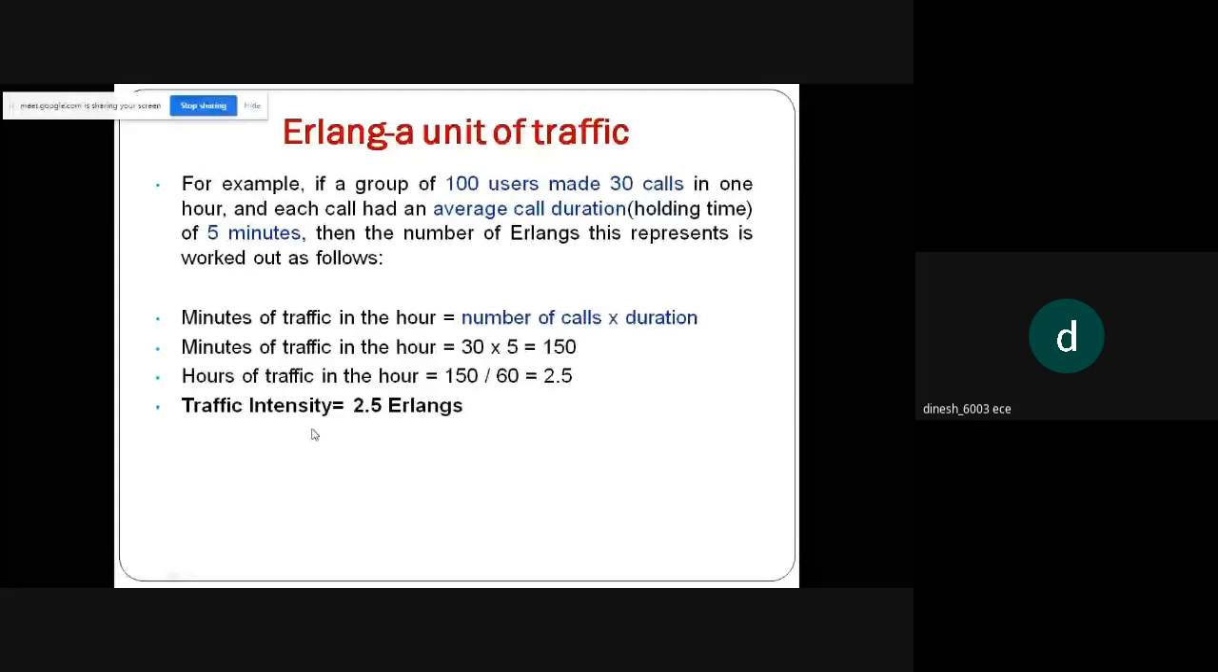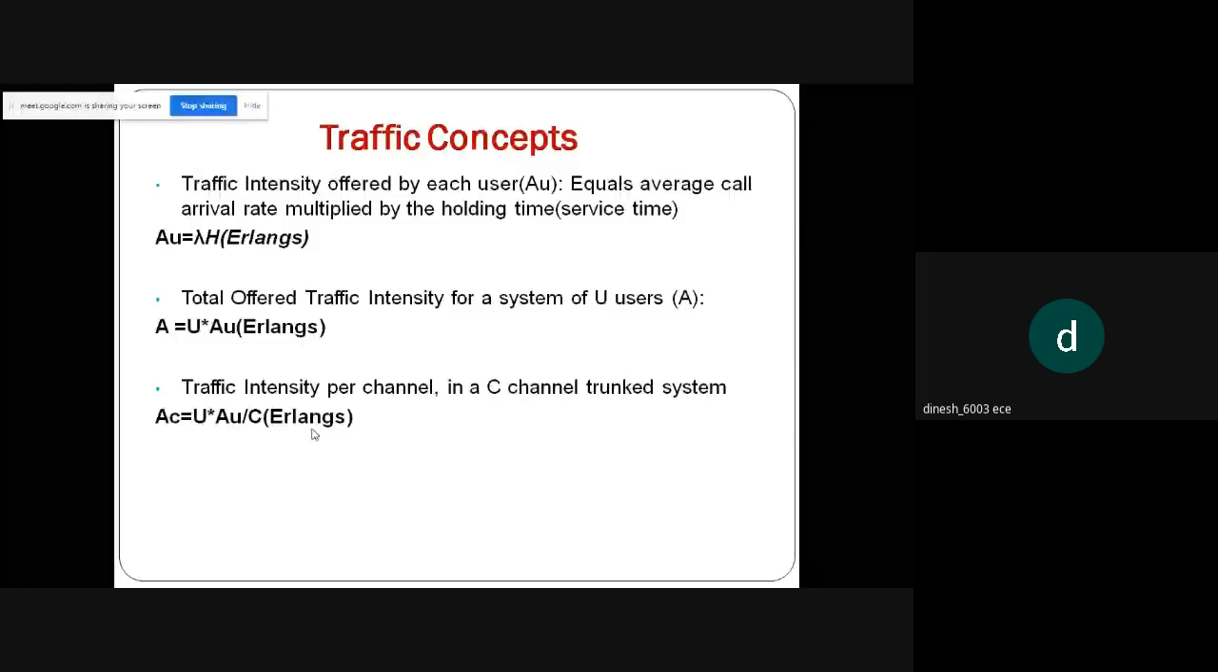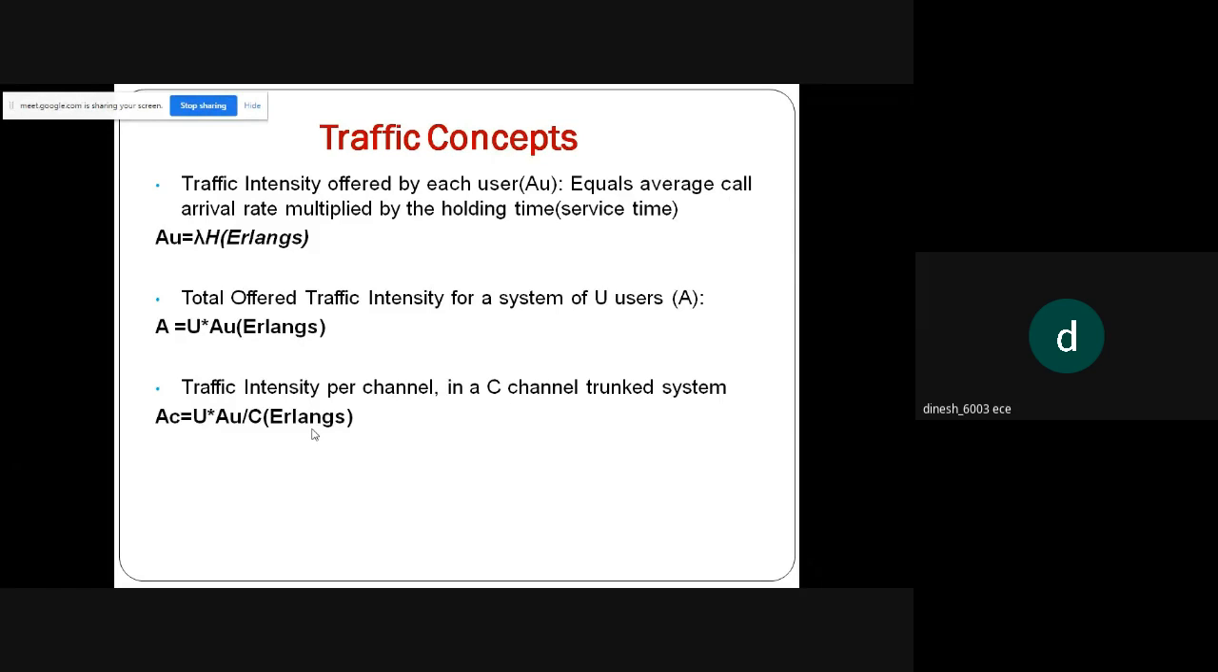Next is the traffic concepts. So the traffic intensity offered by every user is given as AU, A sub U, by user. So each and every user will give its own traffic intensity, which we had seen just now as an example. Which is equal to the average call arrival rate multiplied by holding time. Holding time is the service time. Okay. So AU is lambda into H, Erlangs. So it is for every user.